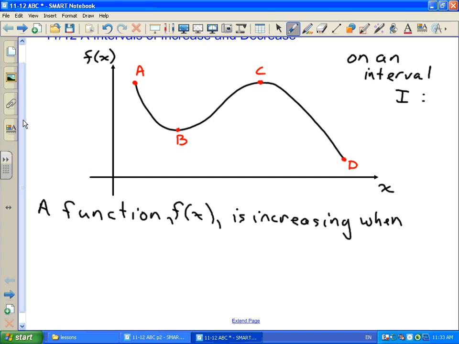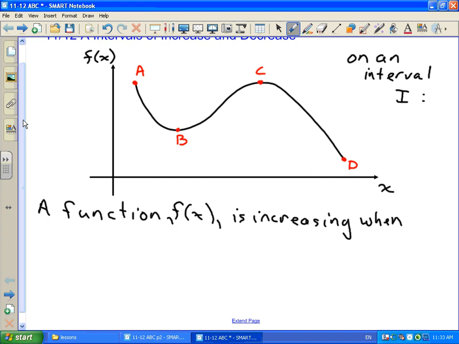So let's just start by looking at this function here. Where is this function increasing? Yeah, between B and C. And between A and B and C and D, what is it doing? Decreasing, right? How can you tell? It's going down, and then when it hits B, it rises up, and then after C, the slope goes down. So you can just think of this in terms of where it's going down, where it's going up, and things like that.